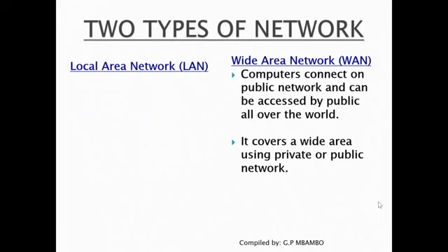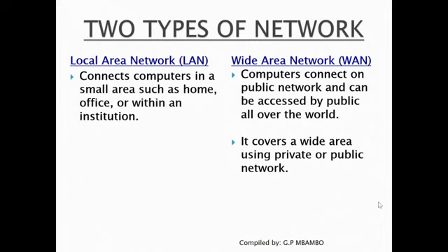Types of networks. We've got the local area network and wide area network. Well, we've got more than this, but for the purpose of this computer practice N6 lesson, under information system, we are focusing much on local area network and wide area network. So we need to be able to differentiate between the two types of networks. The local area network, the so-called LAN, is a kind of network that connects computers in a small area such as home, office, or within an institution. That is a local. The wide area network, computers connect on public network and can be accessed by public all over the world.